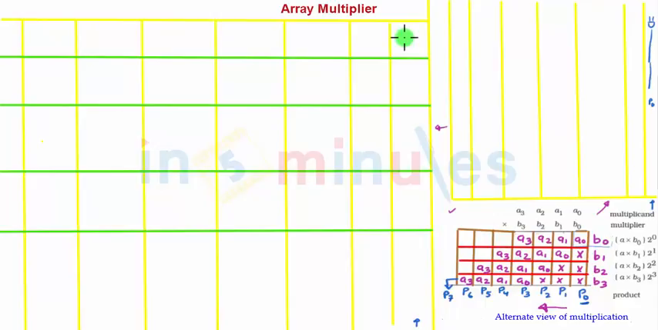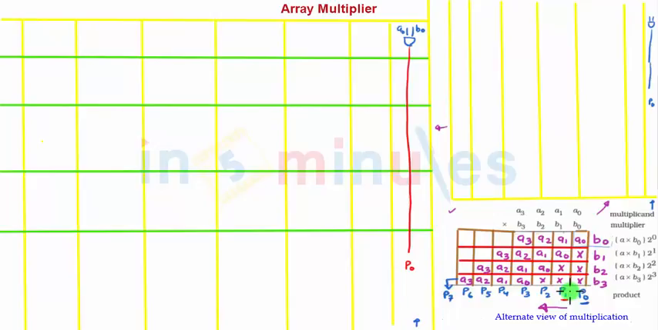Let's quickly go ahead and do that. So this is my first column AND gate. One input is A0 as we discussed, the other is B0, and the output is my final P0 which I have got. Isn't it? Very straightforward. Let's go ahead and see the second column, P1.